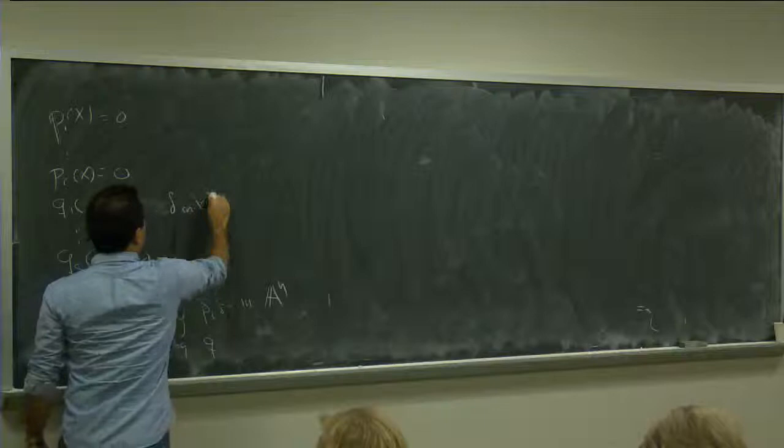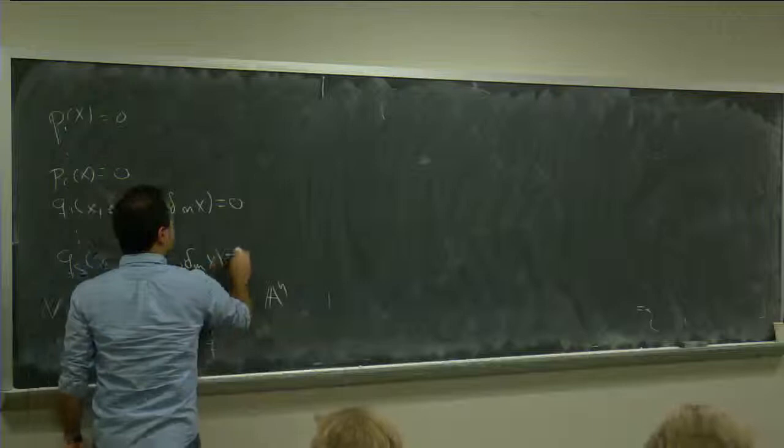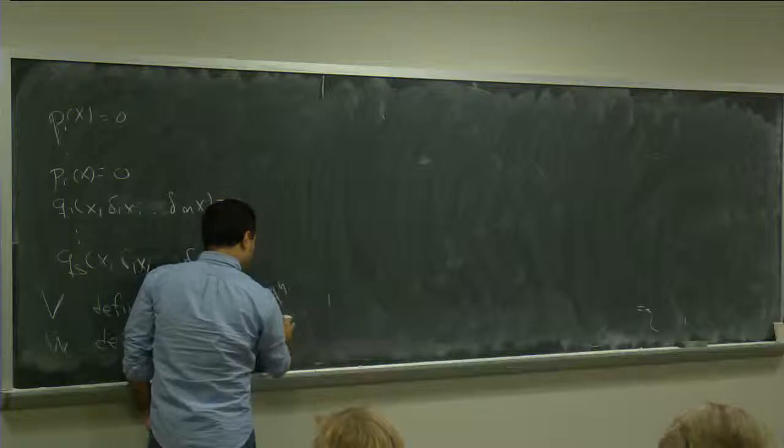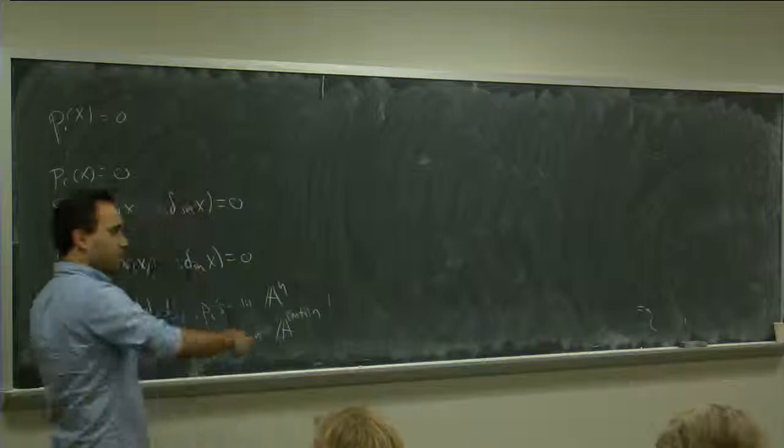It's the first order, but I want to do everything partial, so it's not too much. And then the W defined by the QIs, where does this live? This lives in A to the (M plus 1) times N.